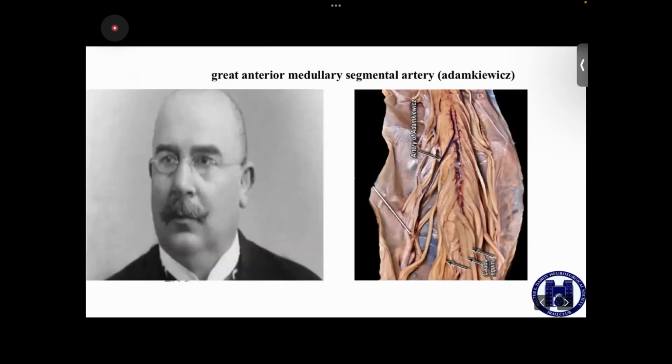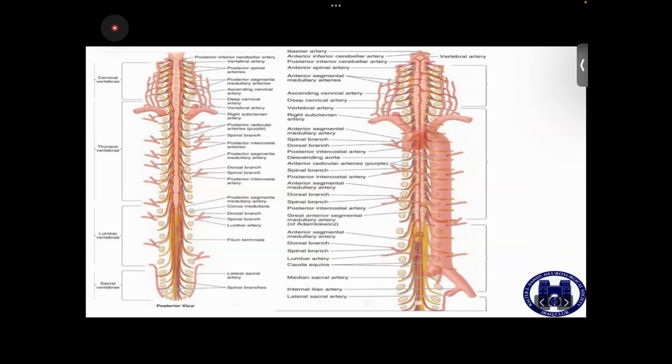So, as I explained previously, we have the anterior radicular and posterior radicular arteries, and the anterior and posterior segmental medullary arteries. The largest anterior segmental medullary artery is called the Adamkiewicz artery, because it was discovered by Albert Adamkiewicz. Another name for it is the greater segmental medullary artery. This is about the arterial supply of the spinal cord, and this is a full picture of it.